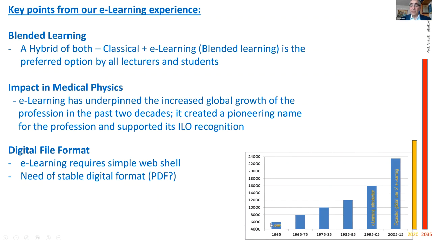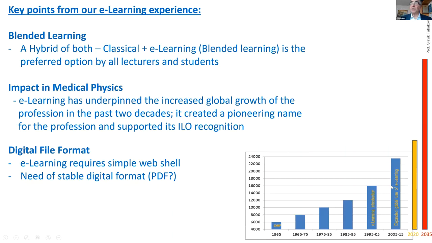In 1965, there had been about 6,000 medical physicists around the world. In the next decade, '65 to '75, they increased by 2,000. In the next decade, they also increased by 2,000. In '85 to '95, they also increased by 2,000. But when we introduced e-learning in '95 to 2005, the growth was double: 4,000 was the growth during this decade.